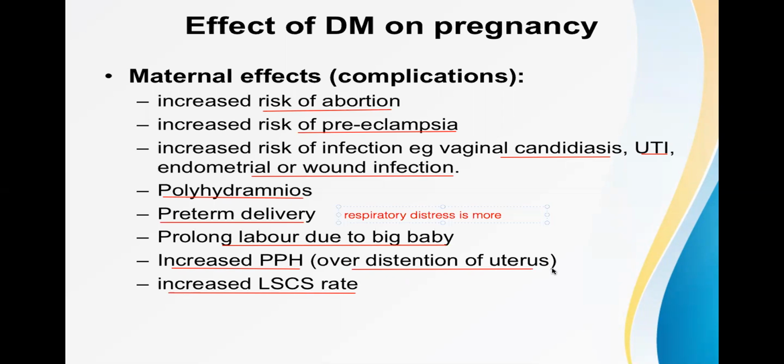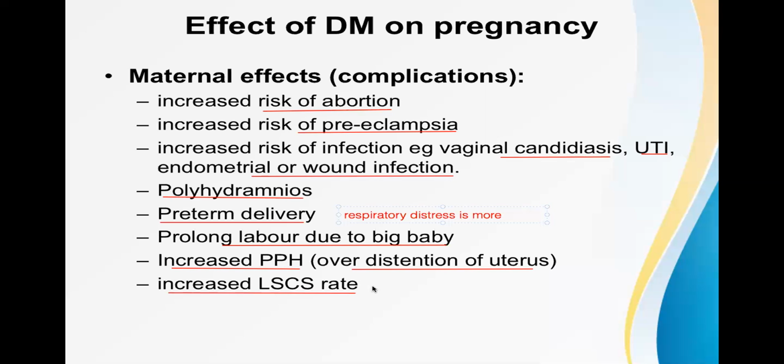Because of over distension of the uterus as a result of a big baby, there is more chance of postpartum hemorrhage. This is known as uterine atonia, atonia of the uterus. The uterus cannot contract properly because of over distensibility. Polyhydramnios is also helping in this process. And lastly, there is increased LSCS rate. The lower segment cesarean section rate is absolutely increased in case of diabetes. Of course, we have to go for this. There's no harm in taking the lady for lower segment cesarean section here. This is the way of delivering.